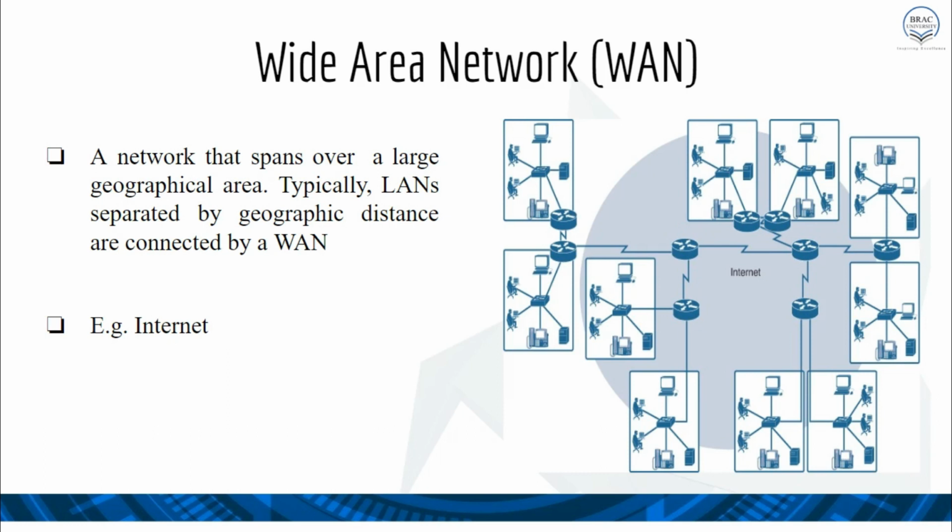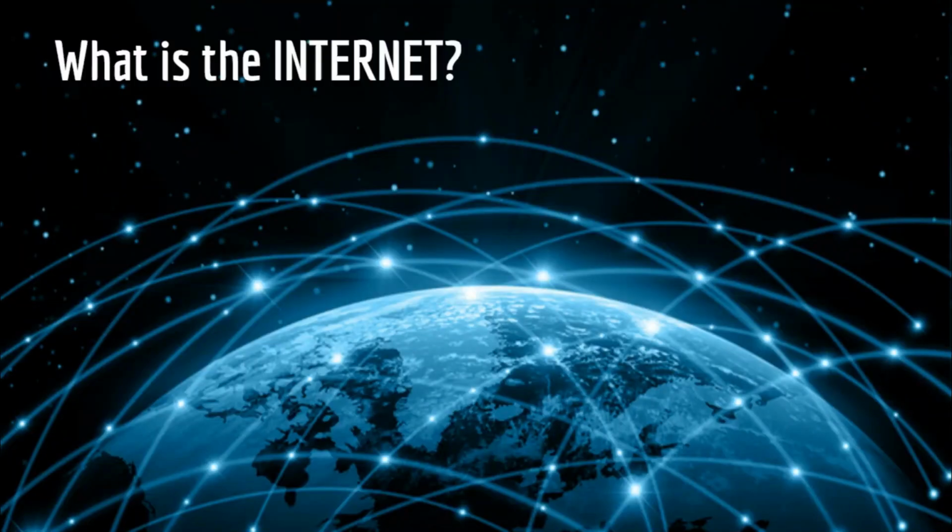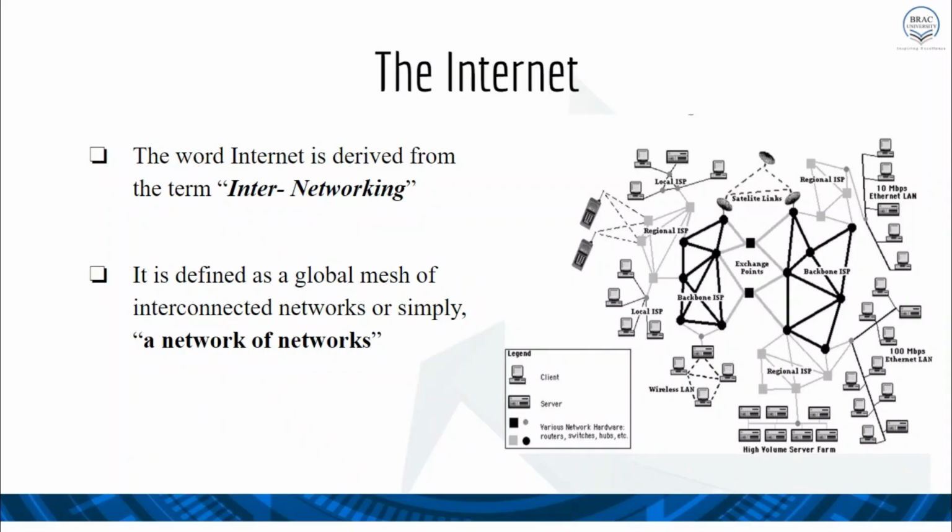Now that we have studied what is a network and the different types of networks, we can discuss the internet. So what is the internet? Internet is derived from the term internetworking. It is defined as a global mesh of interconnected networks or simply a network of networks. As you have seen, there are different kinds of networks and they are scattered all over the world. So the connection of different types of networks all over the world is called the internet.